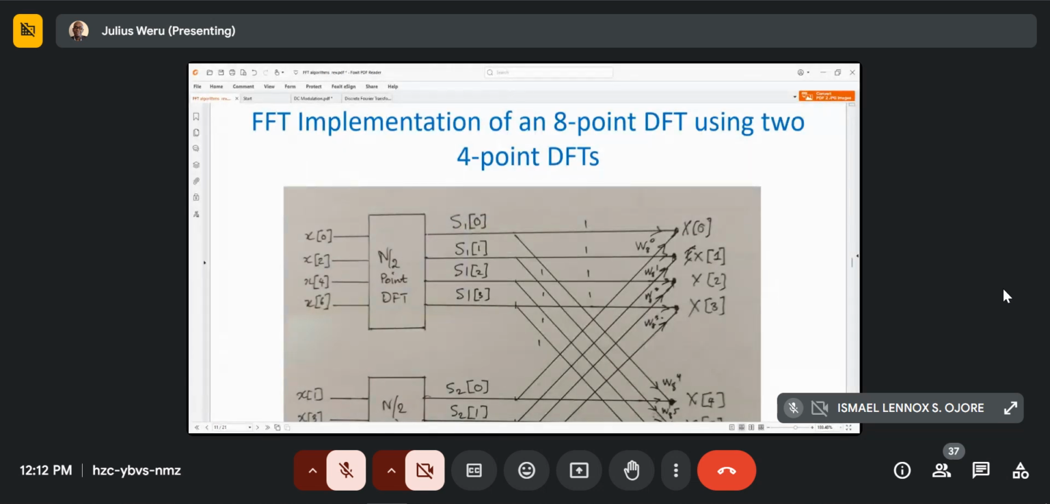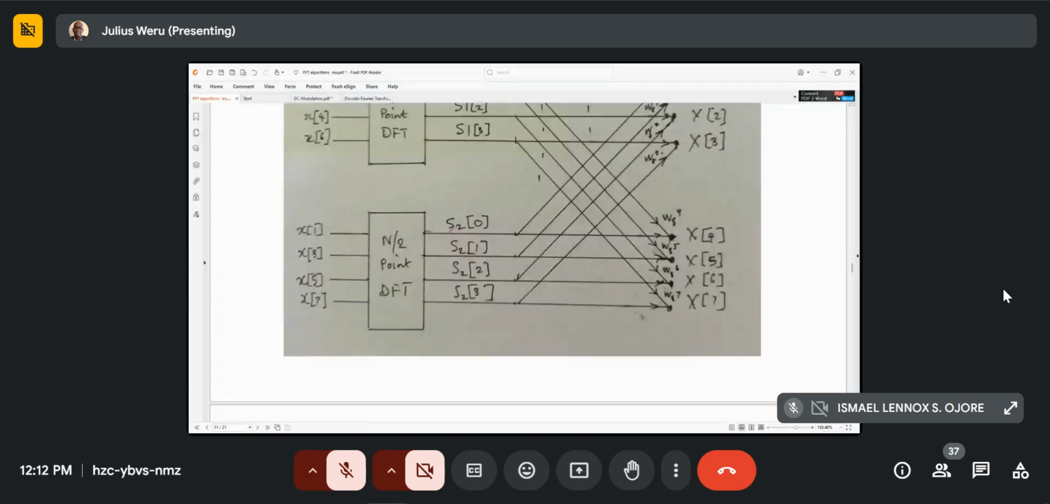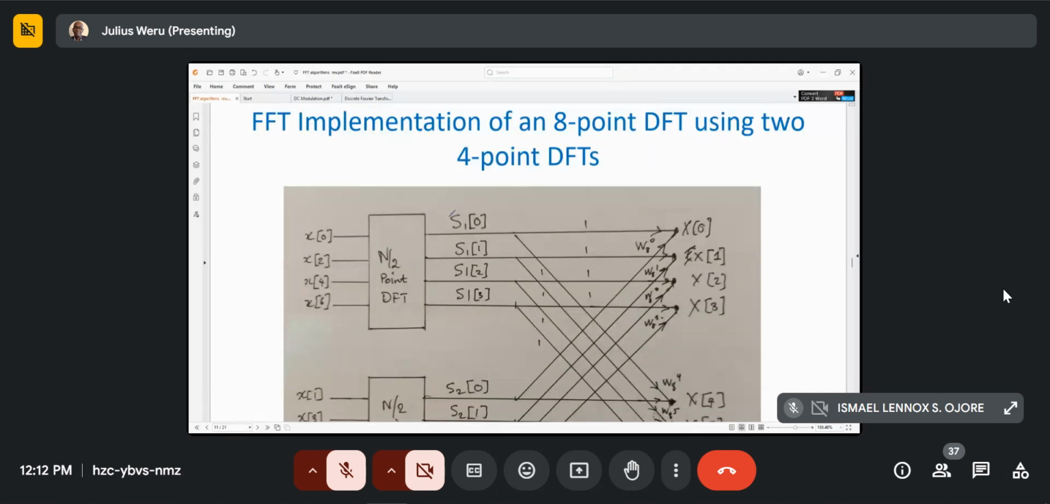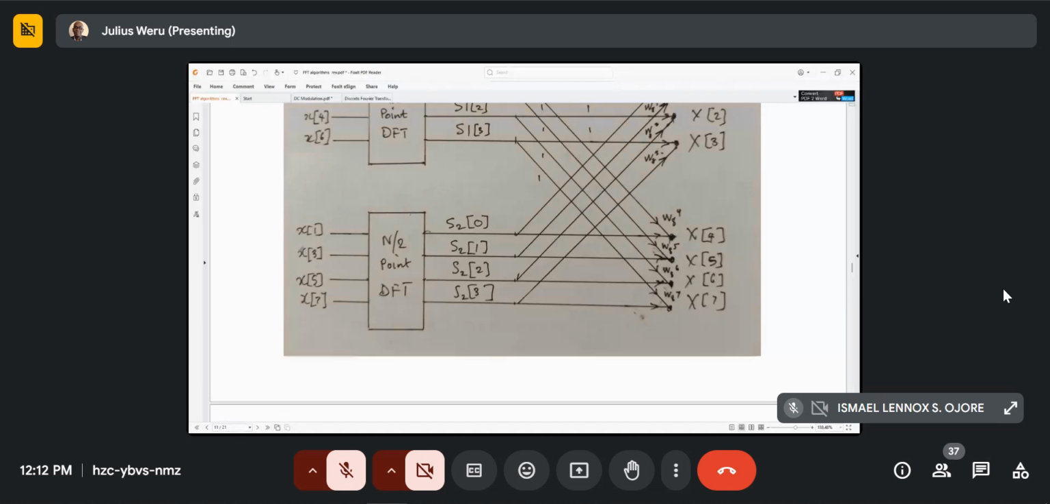We are saying this is n over 2, which gives us s1 of 0, s1 of 1, s1 of 2, s1 of 3. And this one is s2, because you're saying this is the even and this is the odd. So here we have picked the odd inputs. After all, that's how we are dividing our sequence. When we divide it by 2, we are picking odd and even. So this is even and this is odd.